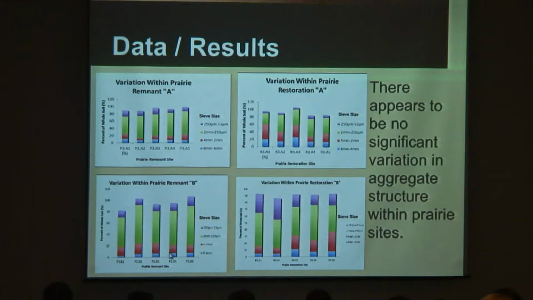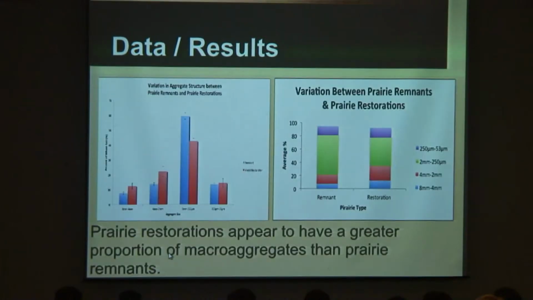But between the remnant and the restoration, obviously there's a difference, as you can see in the next graph. These are the remnants from all the A's and all the B's and all the 1, 2, 3, 4, 5s that I did. So there's definitely a difference between the remnant and the restoration, and it appears the restorations have a greater portion of macro aggregates than prairie remnants.